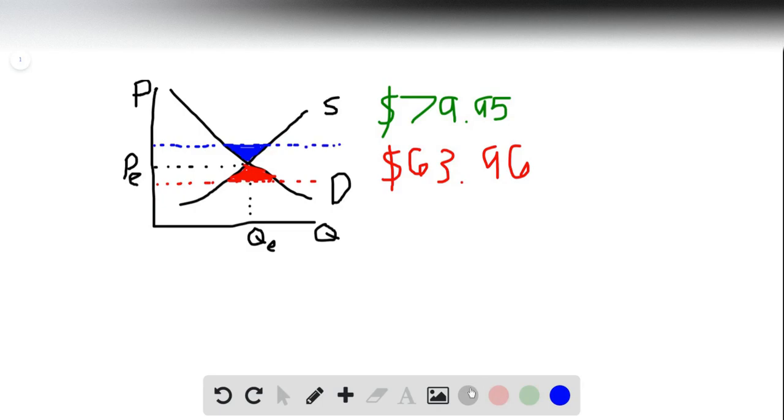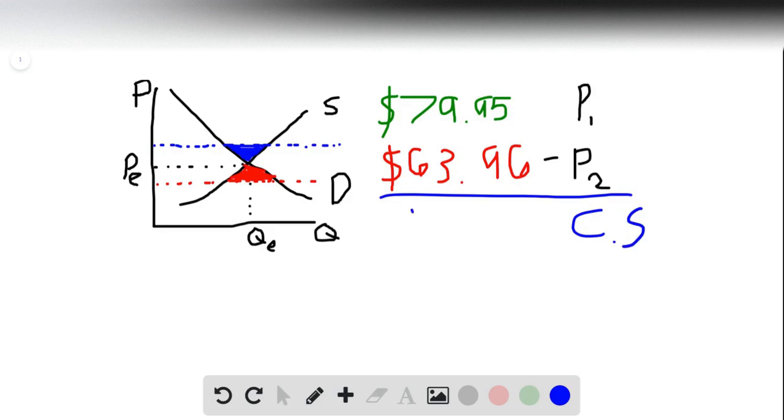So how do we find the consumer surplus? We take the first price and subtract the second price. And when we've done that, we get the final answer. Consumer surplus is equal to the discount, $15.99. So make sure that you understand that consumer surplus is the difference between equilibrium price and actual price.